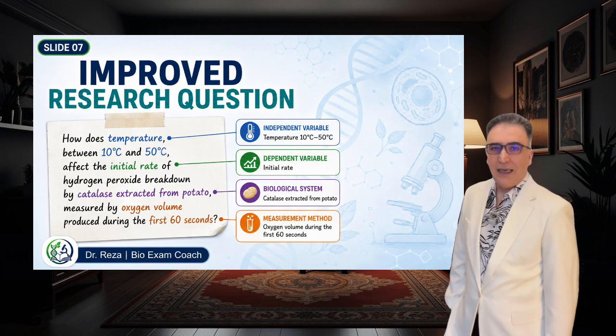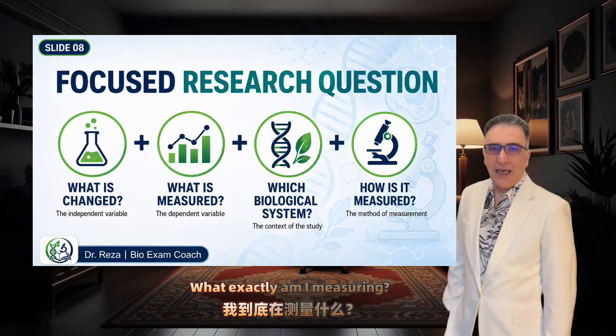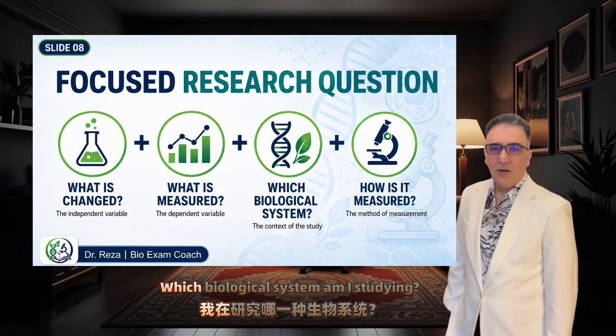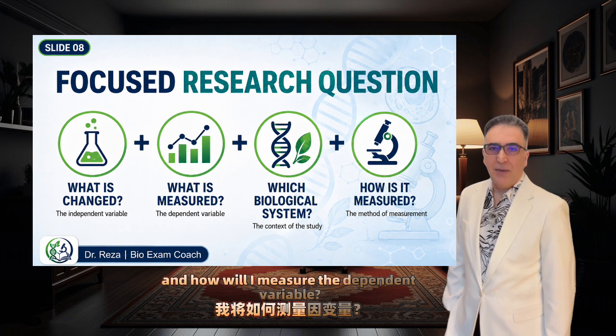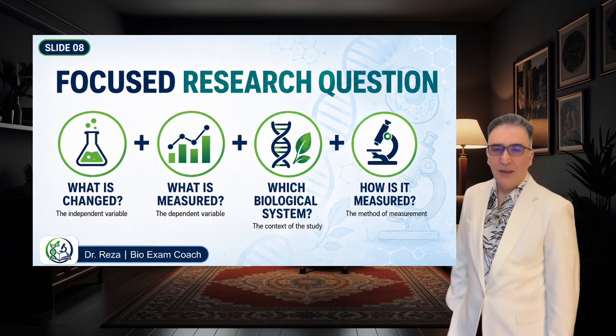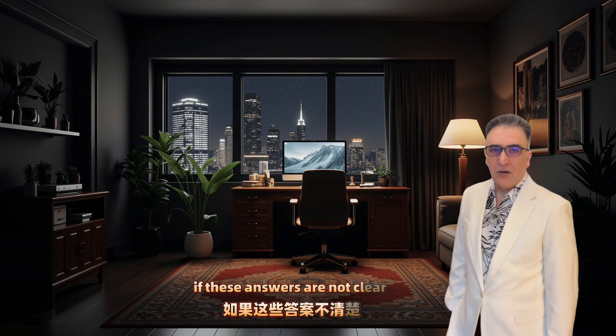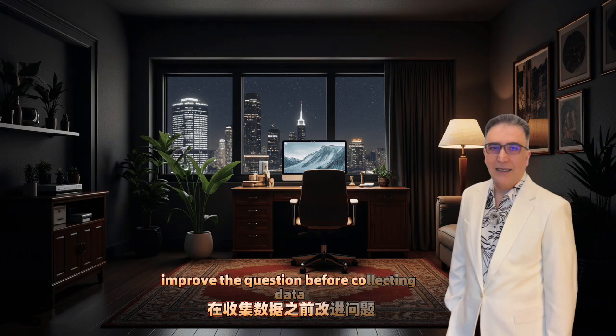Before you begin, ask 4 questions. What exactly am I measuring? Which biological system am I studying? And how will I measure the dependent variable? If these answers are not clear, improve the question before collecting data.